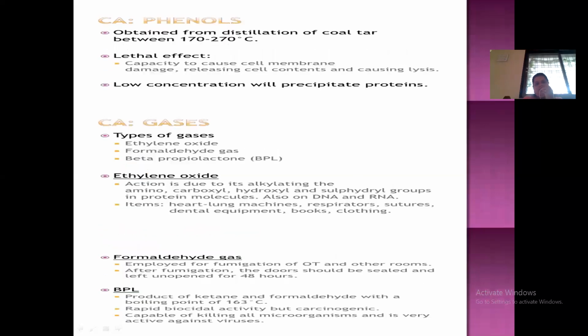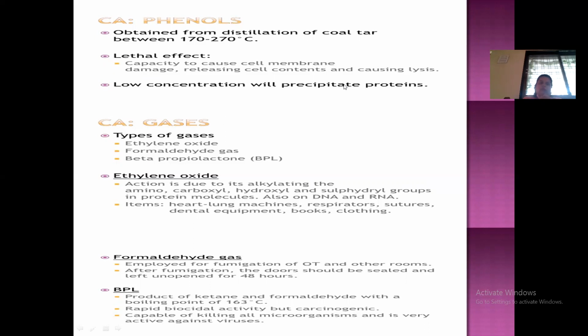Next is phenols. Phenols such as coal tars, or especially phenol and cresol, are certain phenolic groups which we can use as a sterilizing agent, obtained from distillation. If you have studied organic chemistry you must know where phenol is obtained from. Still, I will explain: after distillation of the coal tar we obtain the phenol.